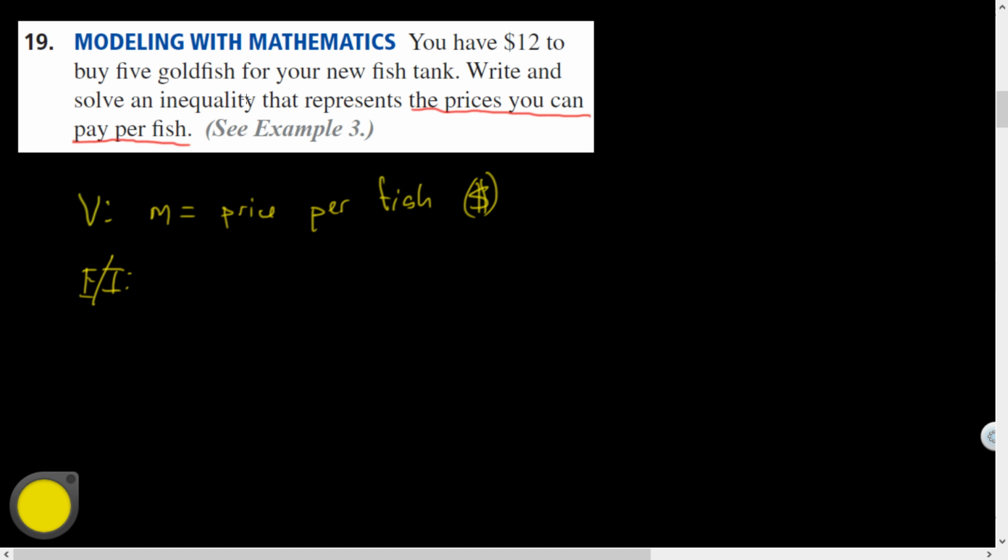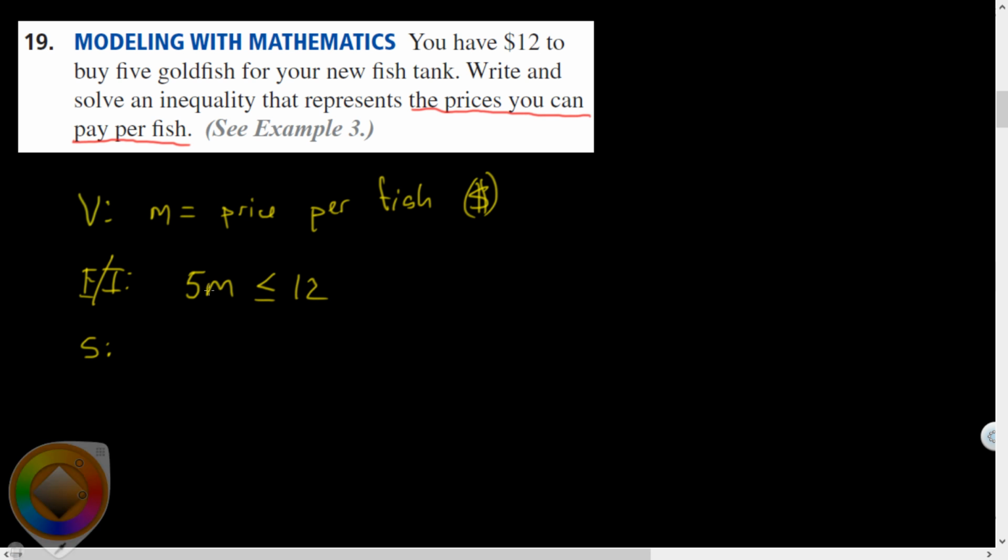$12 to buy 5 goldfish. 5 goldfish multiplied by the price per fish. So 5 times M, 5M. This would represent the total cost for 5 fish. I need to make sure that that price is going to be less than or equal to the amount of money that I have, right? They're not going to sell me no goldfish if I don't got the gold for them. So that's my inequality, I believe. Seems to make sense. Yeah, let's solve it.